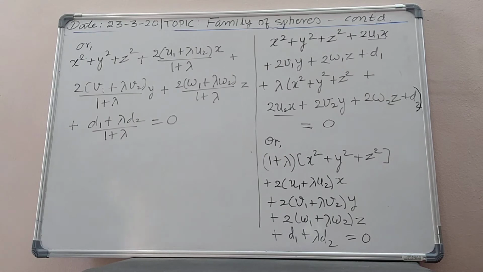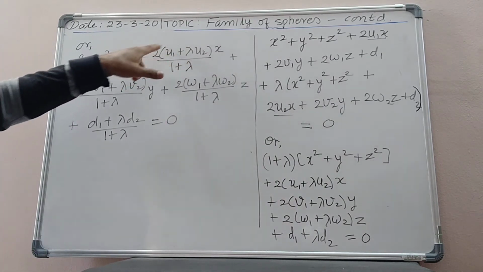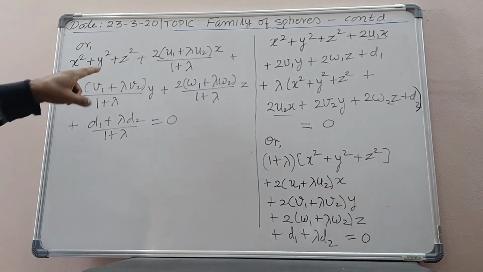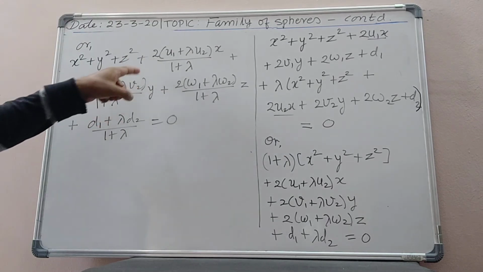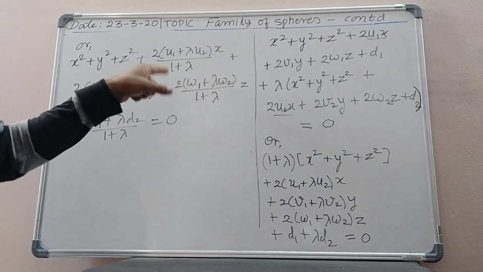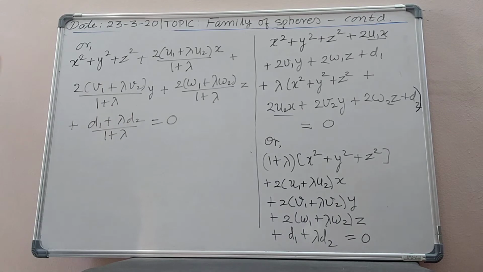Alright, so this is the equation of a sphere. So you have x square plus y square plus z square. You can call this capital U, so 2ux, plus you can call this capital V, so 2vy, you can call this capital W, plus 2wz, and you can call this capital D. So you get a sphere.